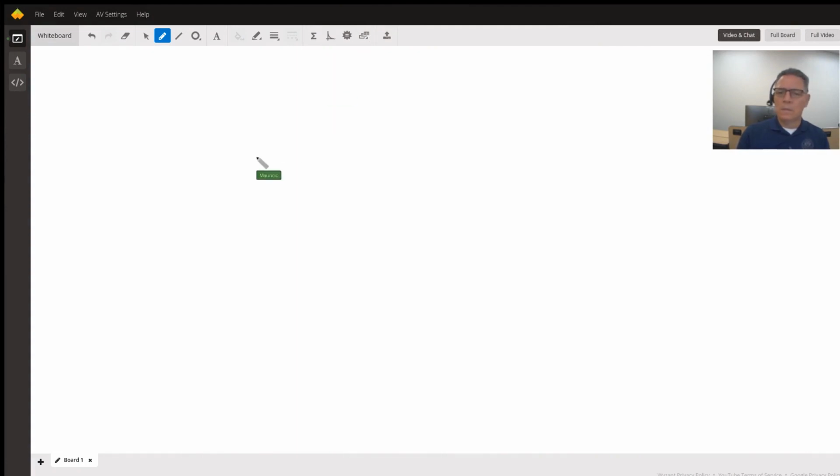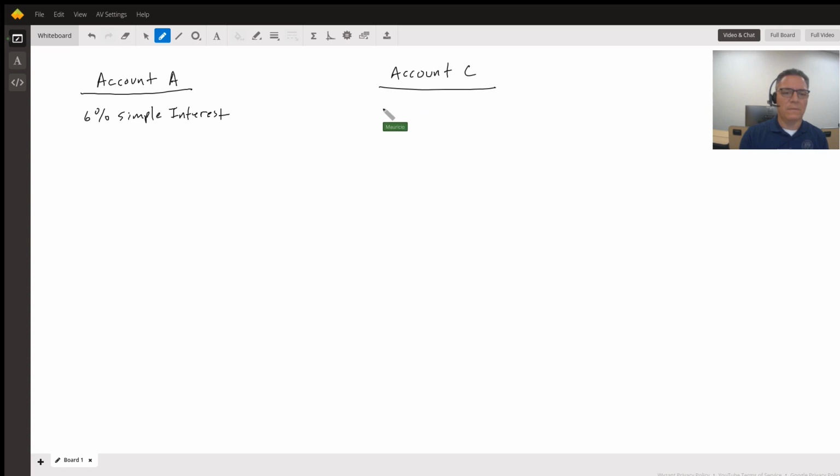Hello, Elo. In this question, you're comparing simple interest to compound interest. And you're told that account A is 6% simple interest, and in account C, you have 5% annual compound.